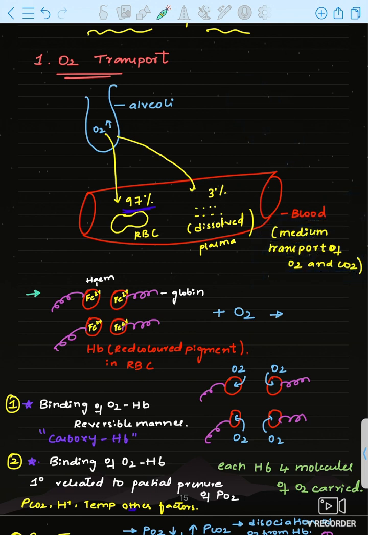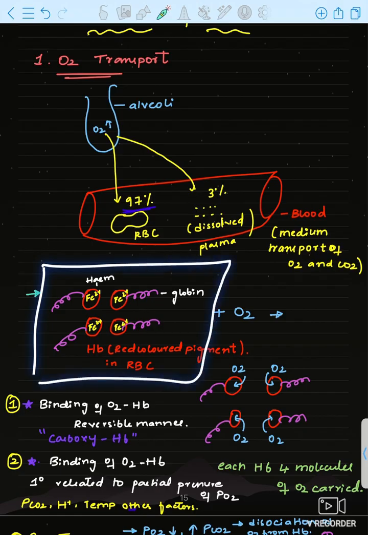So this is the thing: 97% of oxygen will be transported by RBC and 3% dissolved in plasma. See, the RBC molecule is there, it is a red pigmented molecule. In RBC, hemoglobin will be there. This is the hemoglobin structure which I made.